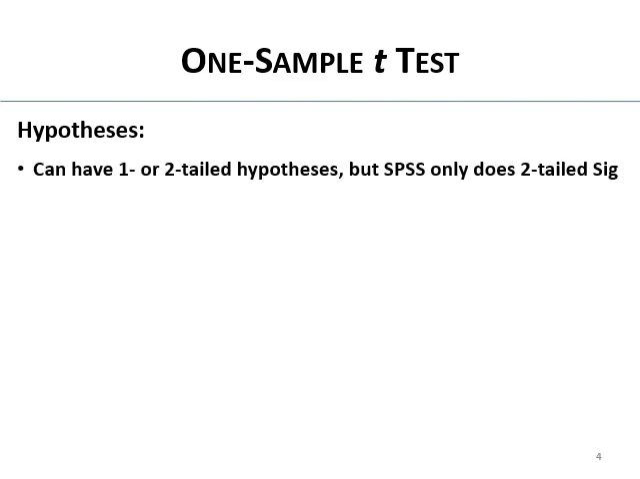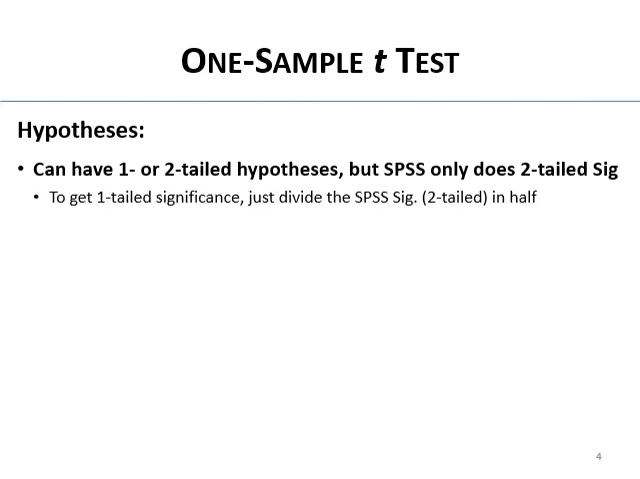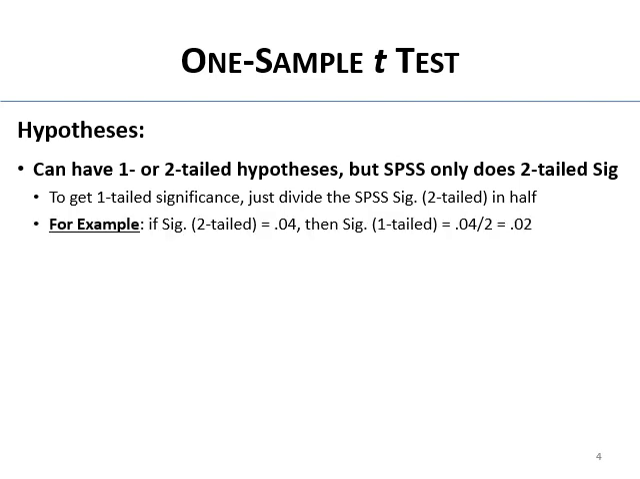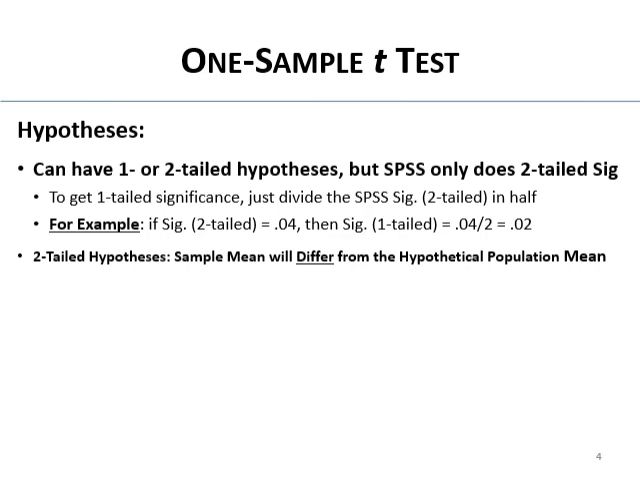So to write the hypotheses, we are comparing a sample mean to a population mean now. So you can have one or two-tailed hypotheses, but SPSS only calculates two-tailed significances, but don't you fret. You can get a one-tailed significance by just dividing the sig that SPSS gives you in half, divide by 2. So for example, if it gives you a sig two-tailed of 0.04, sig one-tailed would be 0.04 divided by 2, you get 0.02. So it's not a big deal at all.